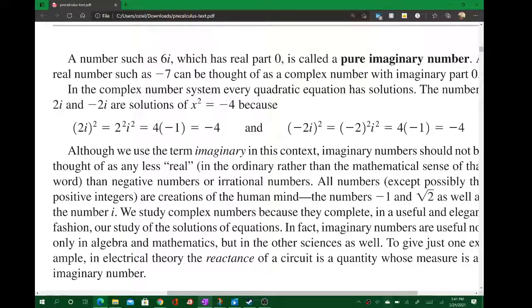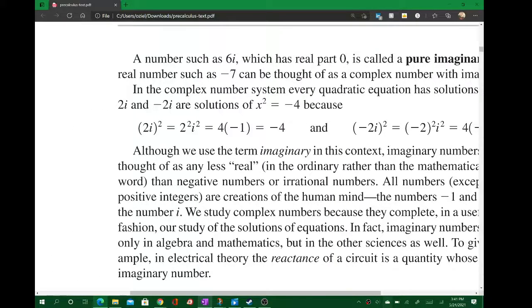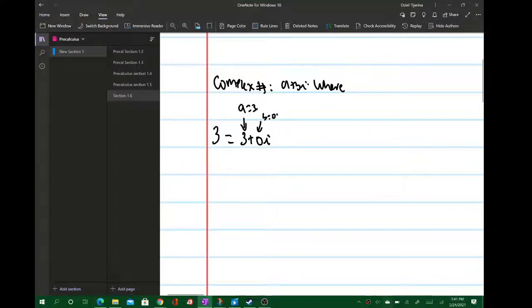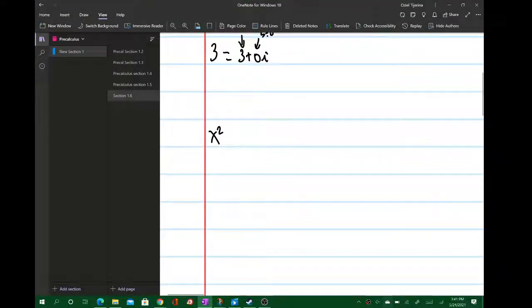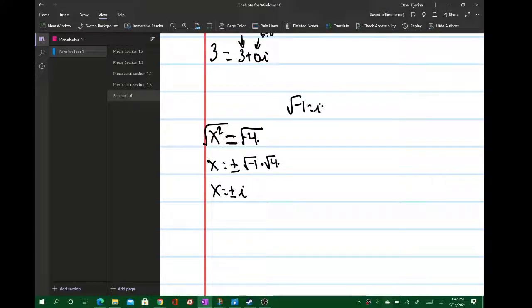So if we do, for example, x squared equals negative 4, this is where imaginaries play a huge role in solutions to polynomials. If we have x squared equals negative 4, we take the square root of both sides, and remember that the square root of negative 1 equals i, so we have x equals, and we have to put plus or minus, the square root of negative 1 times the square root of 4. That would be x equals plus or minus i, and the square root of 4 is 2, so it's going to be times 2. So the solution would be plus or minus 2i.